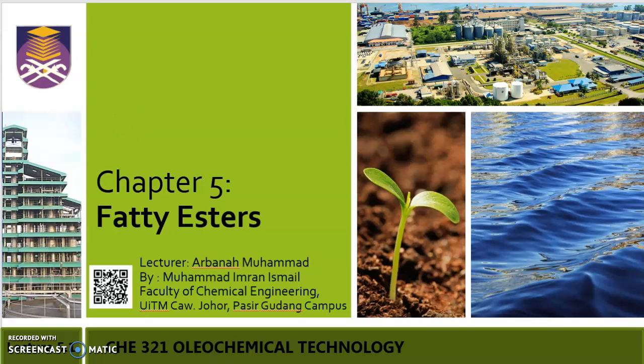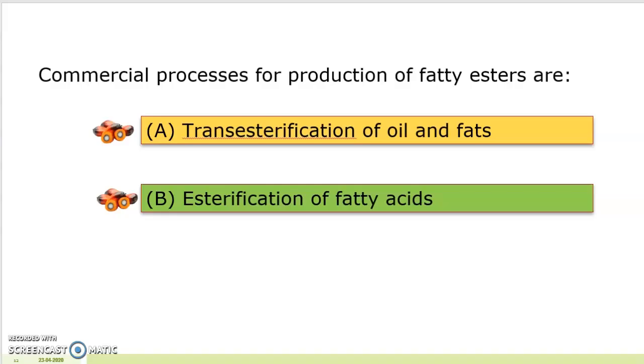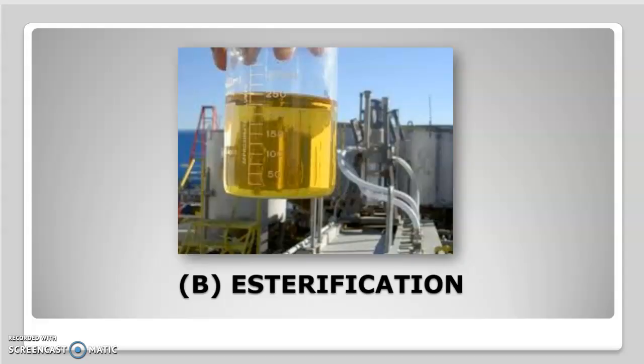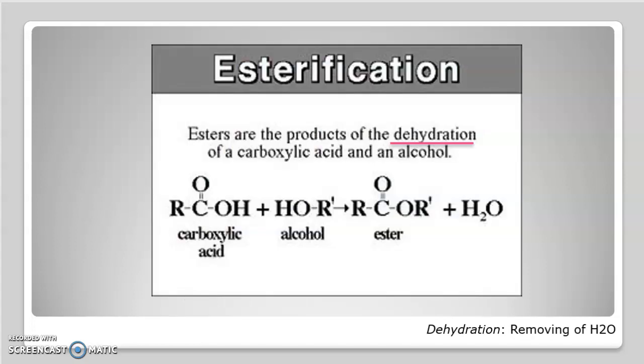So we will continue on the process to obtain our fatty ester. As you can remember, we have two methods. First is from the transesterification of oil and fats. Another method is through the esterification of the fatty acids. So we proceed with our second method, which is the esterification.